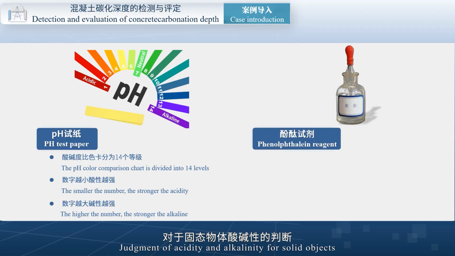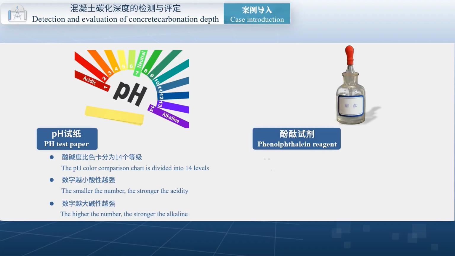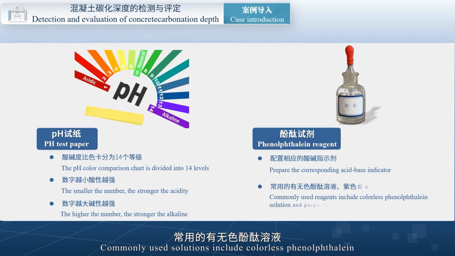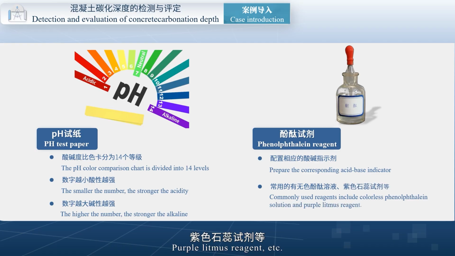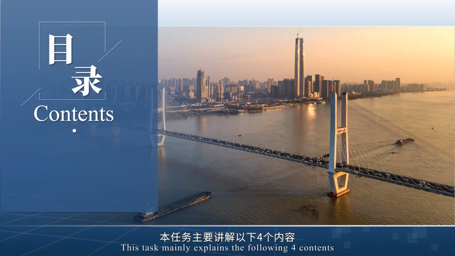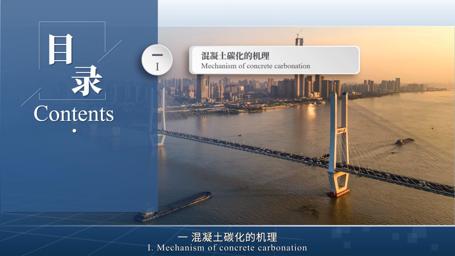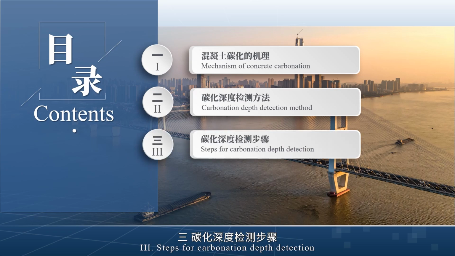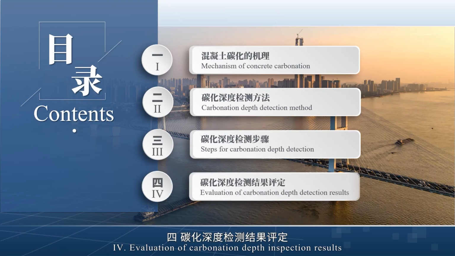Judgment of acidity and alkalinity for solid objects: we can prepare the corresponding acid-base indicator. Commonly used solutions include colorless phenolphthalein, purple litmus reagent, etc. This task mainly explains the following four contents. 1. Mechanism of concrete carbonation. 2. Method for detecting carbonation depth. 3. Steps for carbonation depth detection. 4. Evaluation of carbonation depth inspection results.